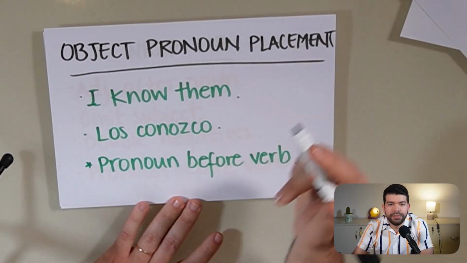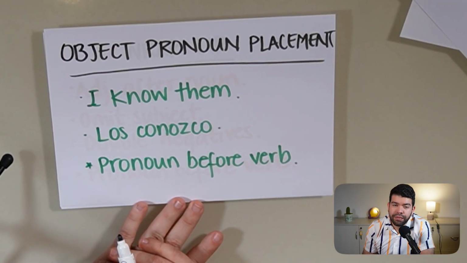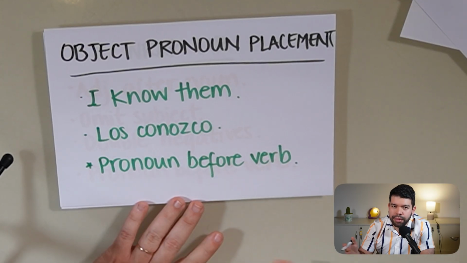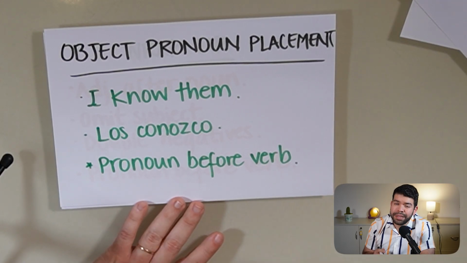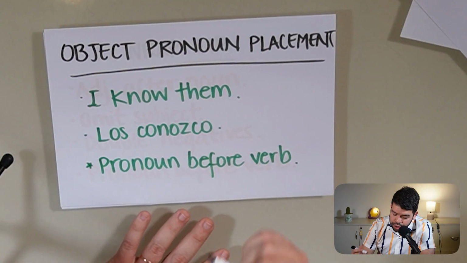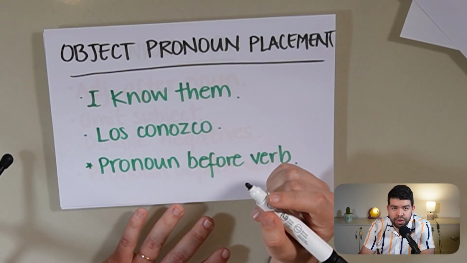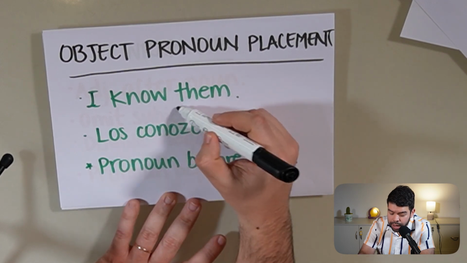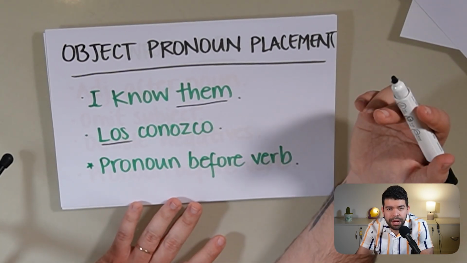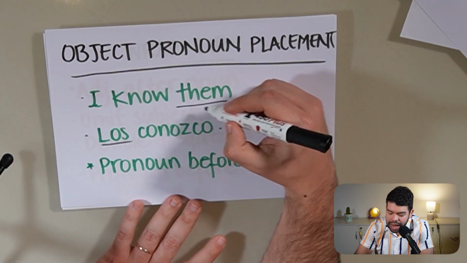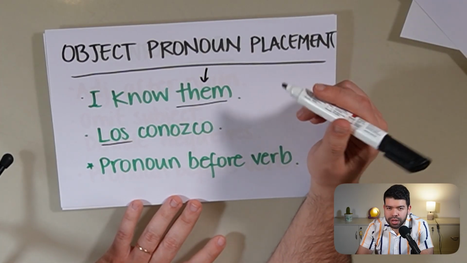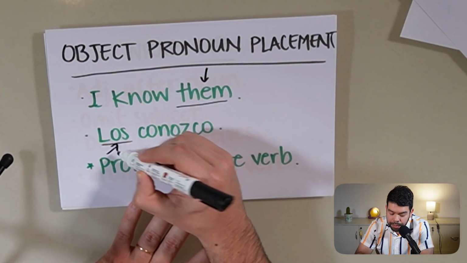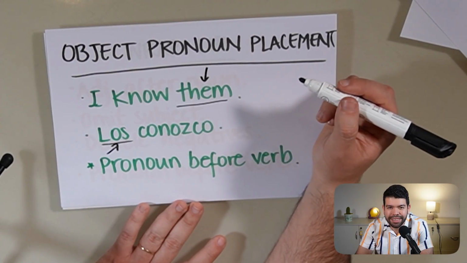Attention. Because in English, you're used to saying, for example, I know them. Like your friends or your coworkers, you say, I know them, right? Well, in Spanish, it's different. In Spanish, we would say, yo los conozco. Do you see the difference? I know them. Los conozco. In English, the object pronoun them goes after the verb. I know them. Meanwhile, in Spanish, the object pronoun los goes before the verb. Oh, beautiful. Los conozco, right?